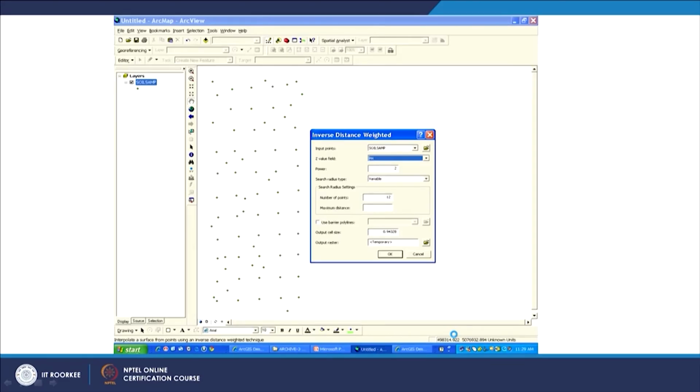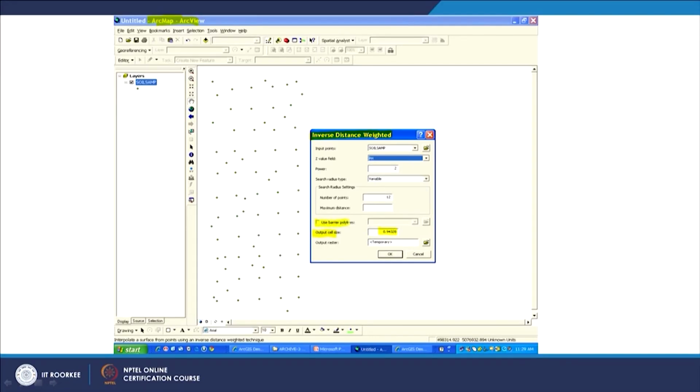So, this is an example from ArcMap, ArcView GIS. These green dots are my input points. If I choose this inverse distance weightage method, and the Z value I am taking here as a pH value, and I am providing power and other things, different options are available. Search radius I am saying variable, and it should search a minimum of 12 points around my unknown location for that cell. And there are further details, and I can also control the spatial resolution of my data.